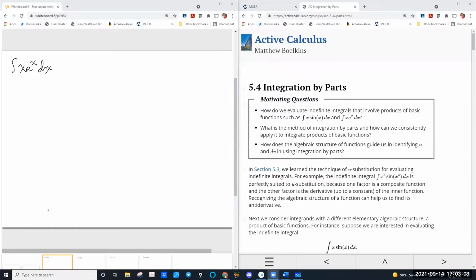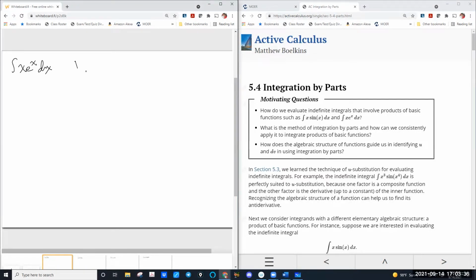Because of the x here, or because of the e to the x, whoever you want to blame in this case, this is not a basic antiderivative. If it was just the integral of x dx, it'd be basic. If it was just the integral of e to the x dx, it'd be basic. But it's not. It's got a multiplicative structure in there. So the next thing we think about is U sub.